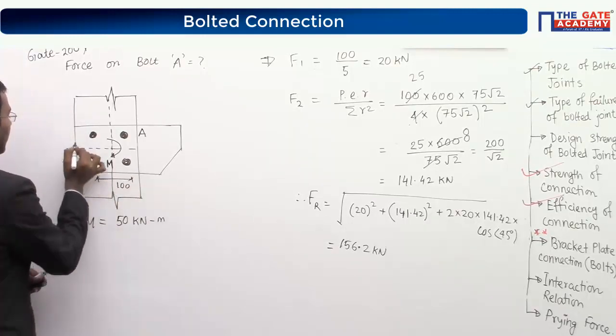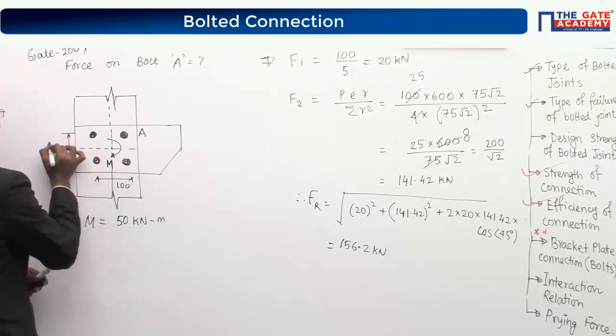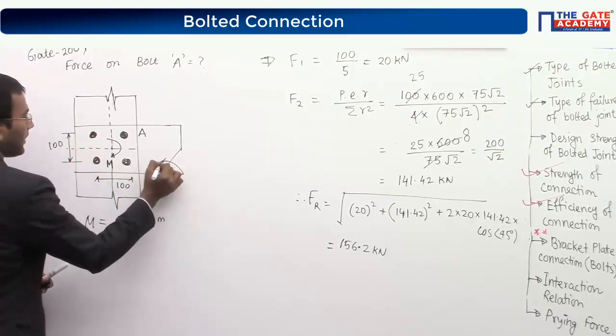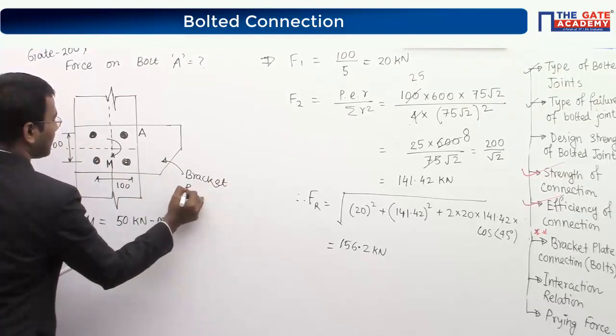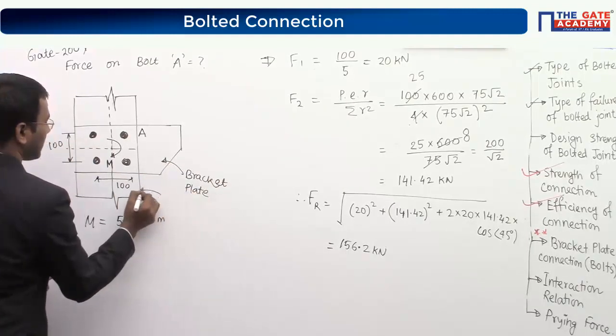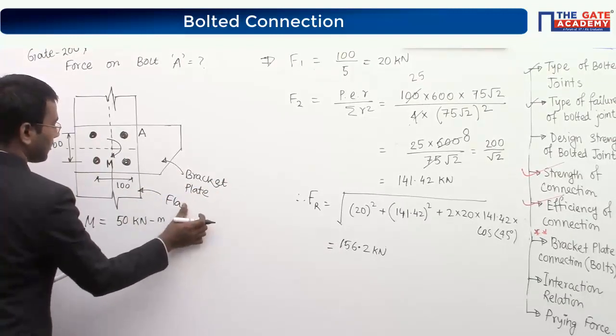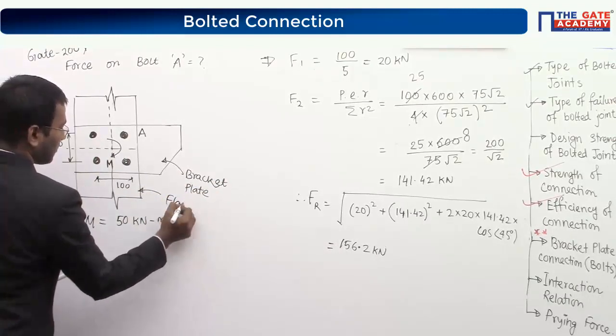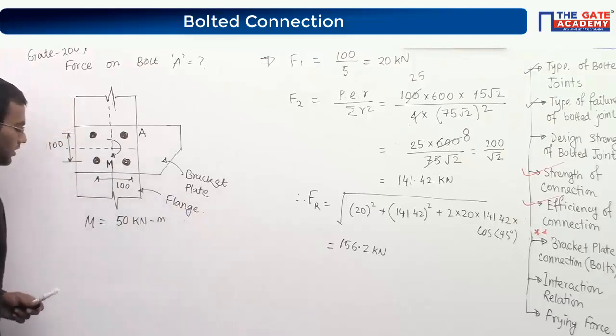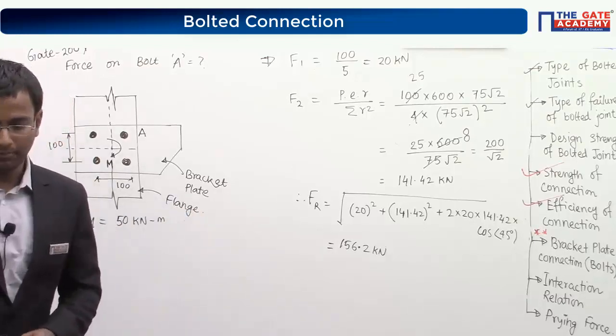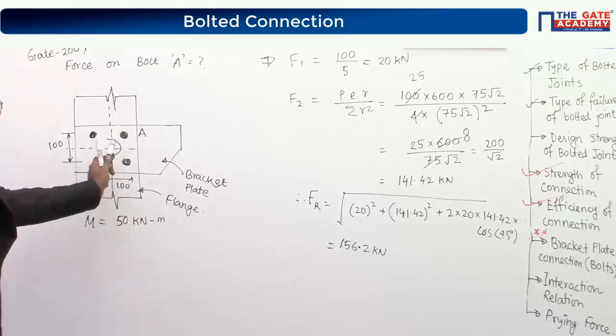Alright, and this is your bracket plate, and the distances are given equal to 100. This is also 100. And this portion is nothing but compression flange or any flange. So this is your bending moment. Please find out the force on bolt A.